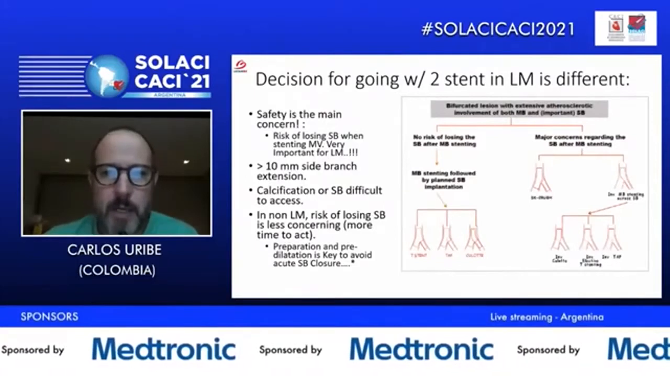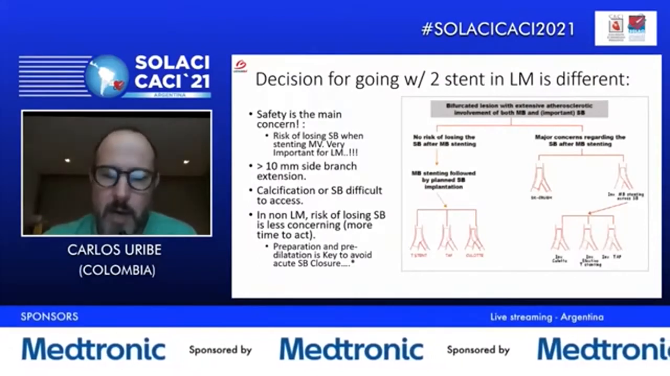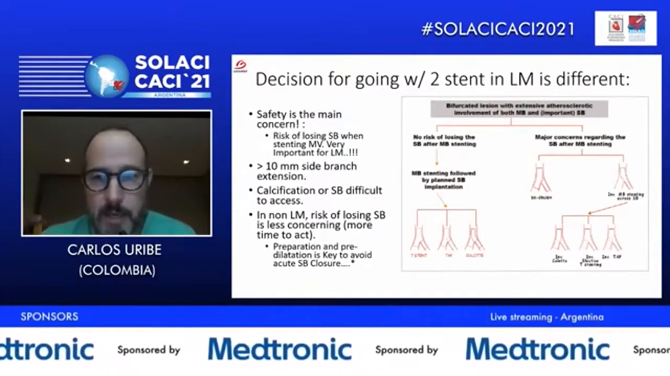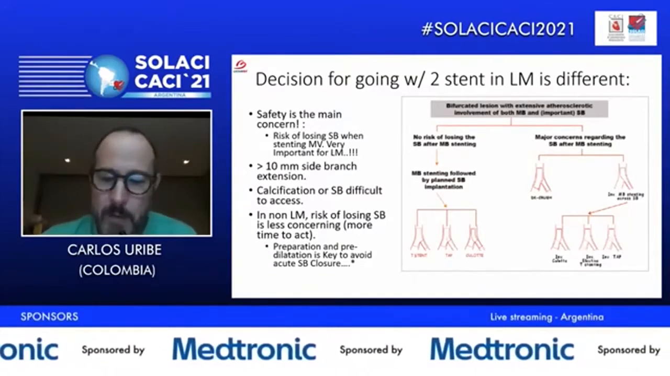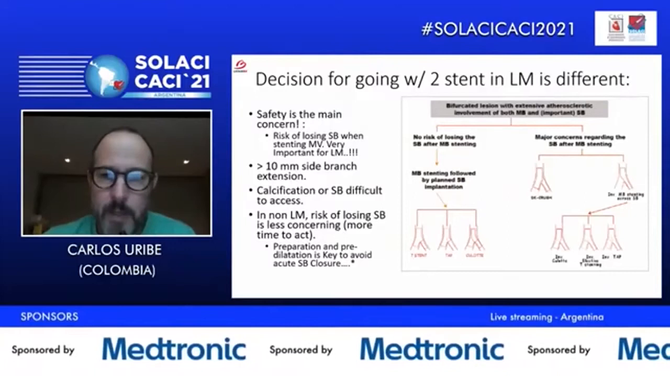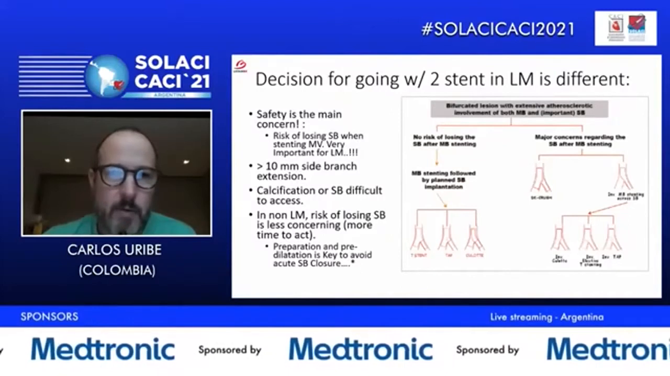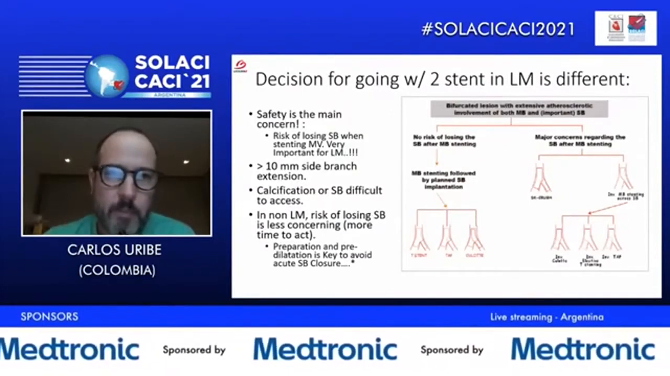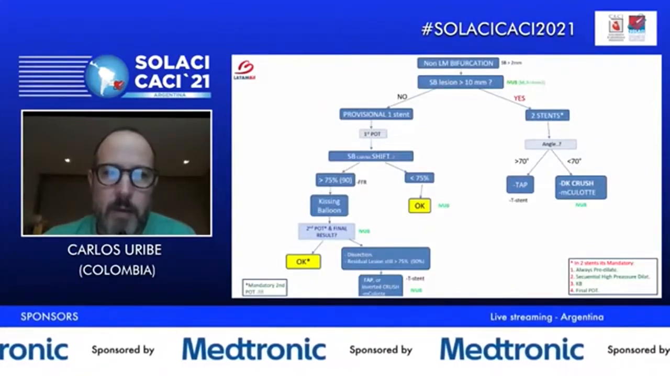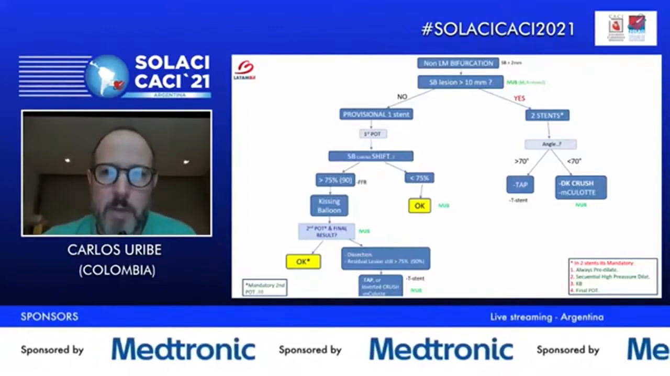It's not so much the 10 millimeters, but probably the most important criterion is the risk of losing the branch, because if the main branch is lost, then there's a risk of catastrophe, and losing a branch could actually lead to catastrophic consequences when performing the procedure. So this is an important criterion when deciding on a two-stent strategy, as opposed to non-left main bifurcations.